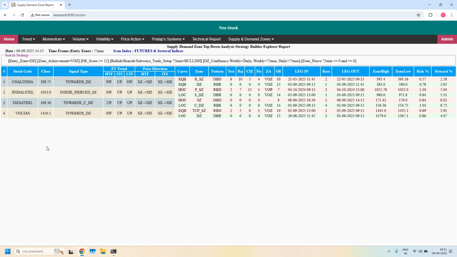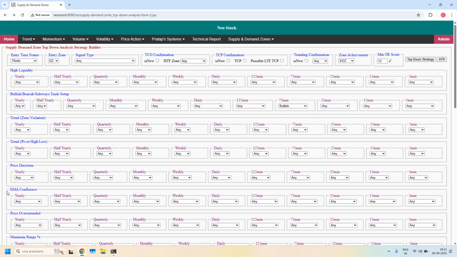we got 4 stocks. In all the 4 stocks, these 75 minutes demand zones overlapped with daily demand zone, both together again overlapped with weekly demand zone. And weekly trend is uptrend in only 1 stock. Let's verify if this weekly demand zone has any weekly EMA confluence. In that case, the overlapped 75 minutes demand zone might have more high probability to get success.